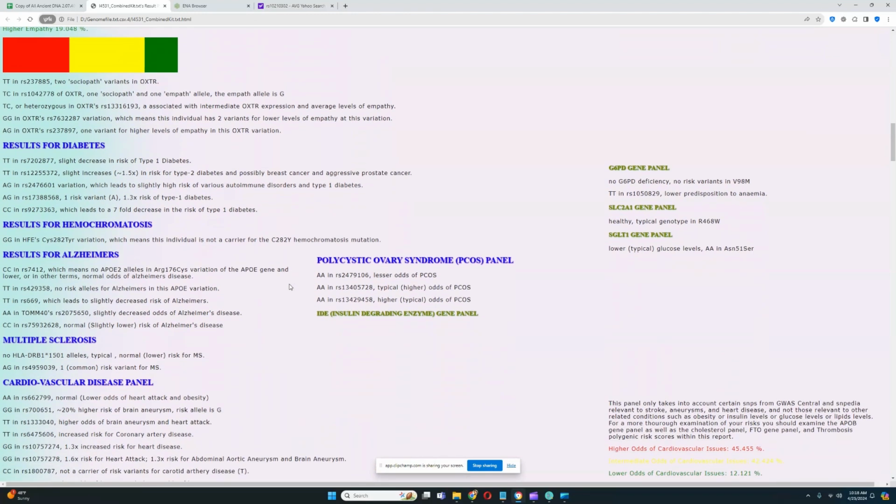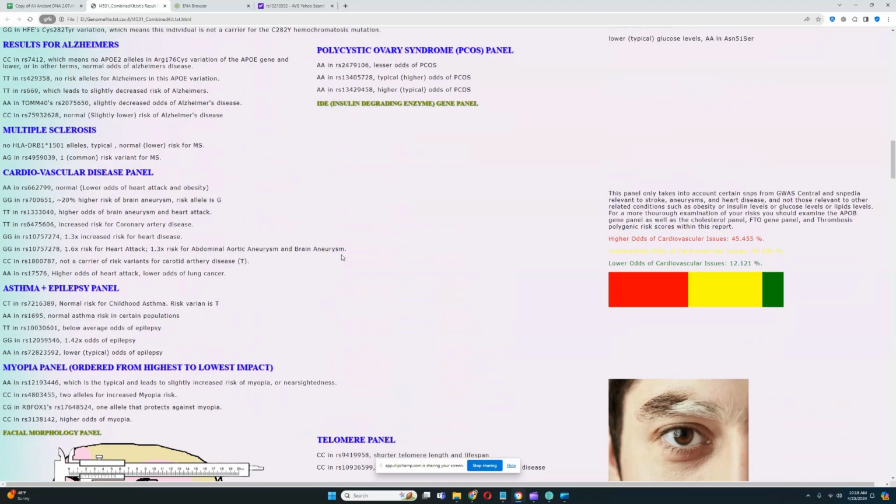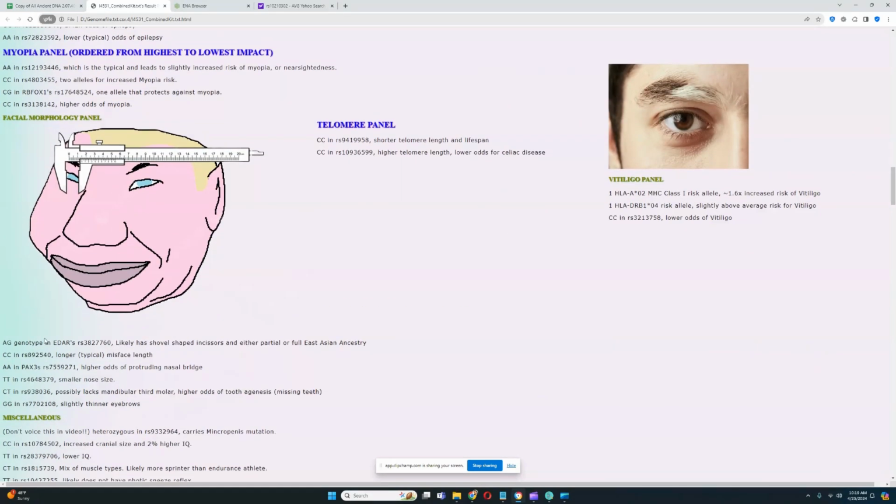I'm just going to skip everything that's not interactive. I'm only going to focus on the interactive parts. Looks like they got slightly higher odds of cardiovascular issues. Definitely very interesting stuff here. For the facial morphology panel, they actually have a heterozygous genotype in EDAR. That's definitely quite unusual for somebody from Turkey.